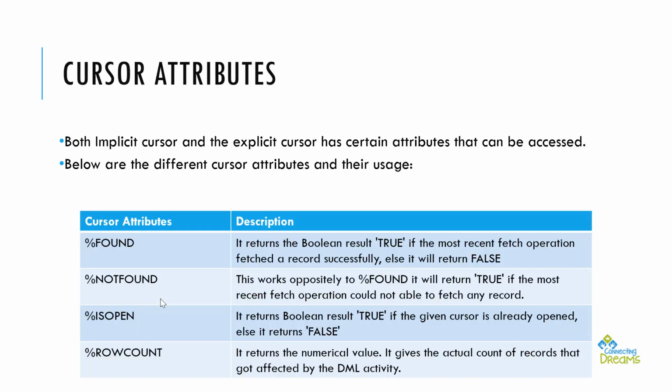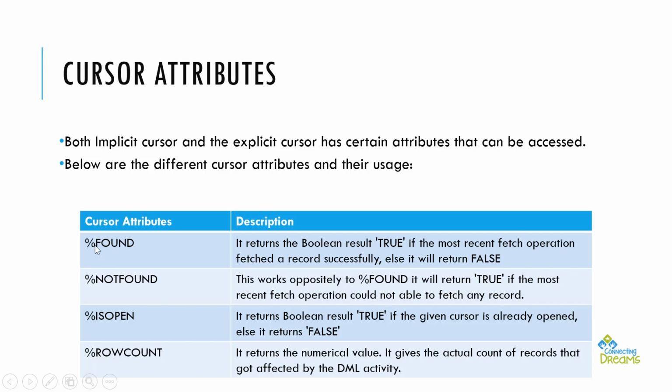Coming to cursor attributes. Both implicit cursor and the explicit cursor have certain attributes that can be accessed. These attributes give more information about the cursor operations. Below are the different cursor attributes and their usage.